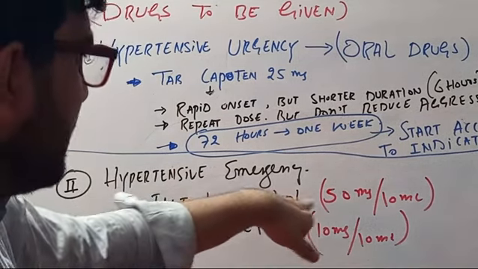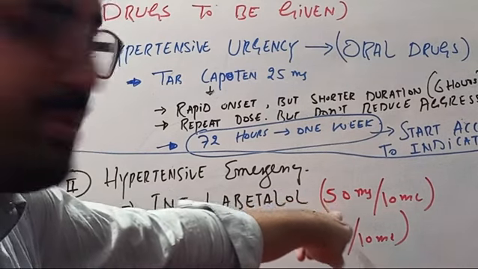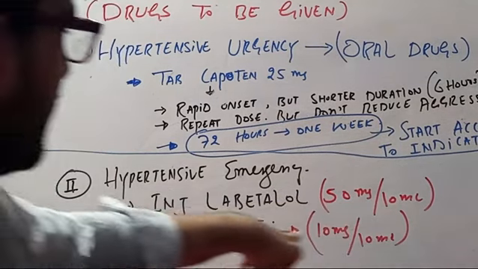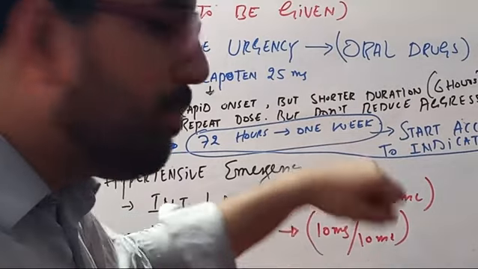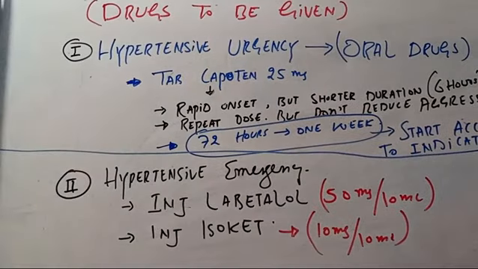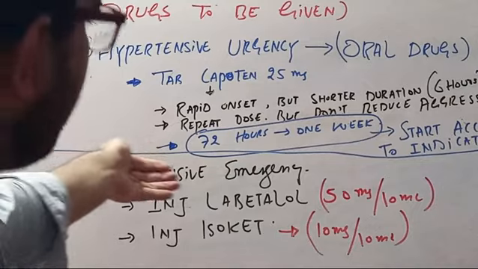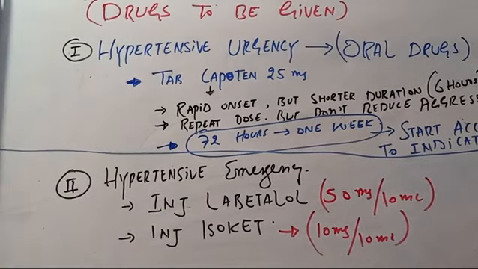The labetalol comes in the dosage of 50 mg by 10 ml, and the isokit comes in the dosage of 10 mg by 10 ml. Now we will discuss the dosage. How can we give these two injectables in order to reduce the blood pressure?